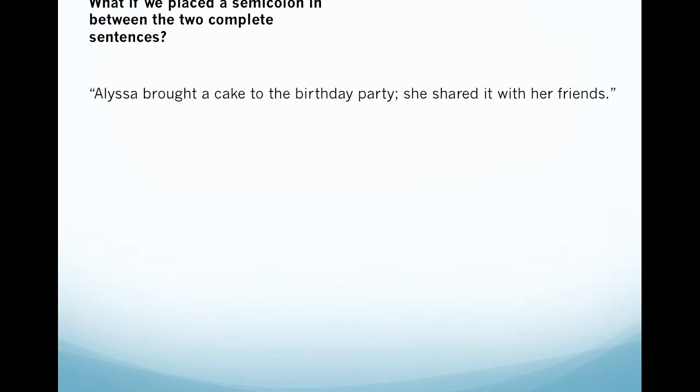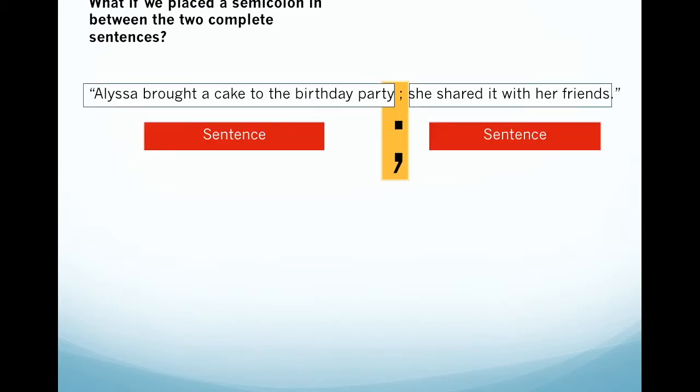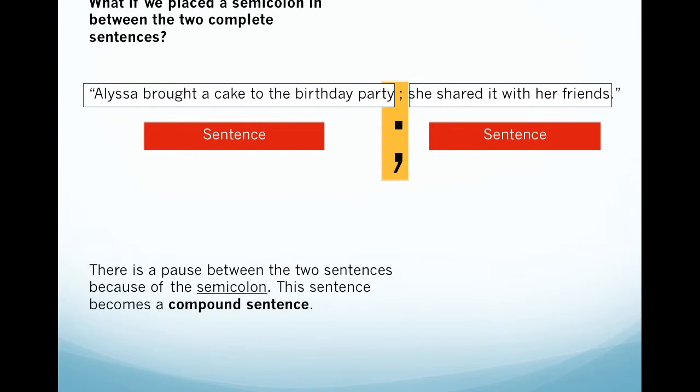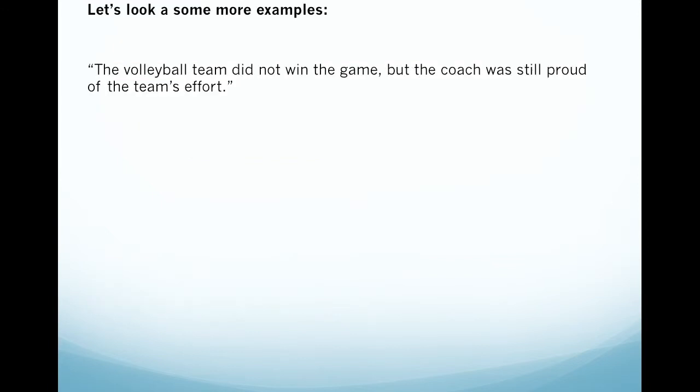Now, what if we placed a semicolon in between the two complete sentences? Alyssa brought a cake to the birthday party; she shared it with her friends. As you can see, the semicolon connects the two complete thoughts. There is a pause between the two sentences because of the semicolon, and now the sentence becomes a compound sentence.